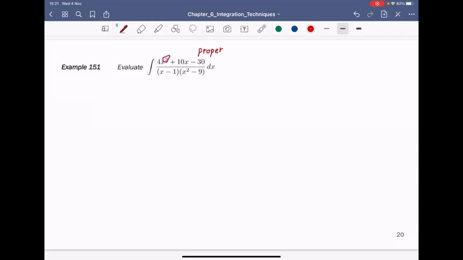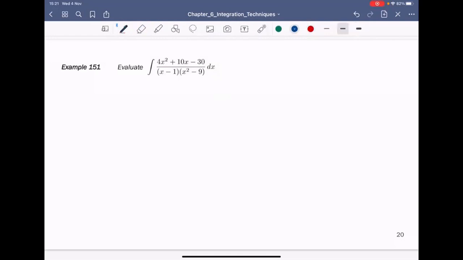The highest degree on the bottom is, this is degree 1, this is degree 2. So on the denominator, you have degree 3. You have degree 2 on the top. So this is actually proper. Good. I don't have to do anything. If this is improper, you have to do long division first.